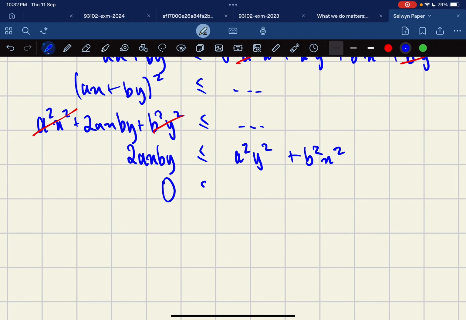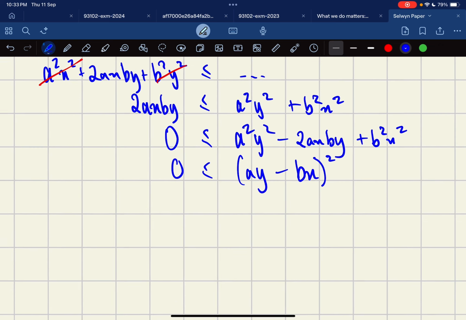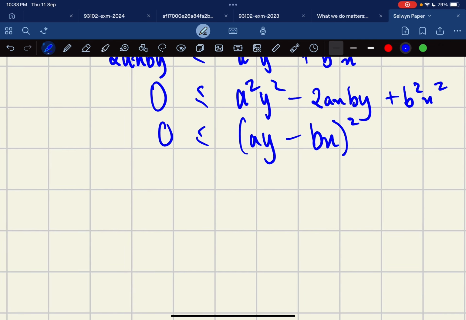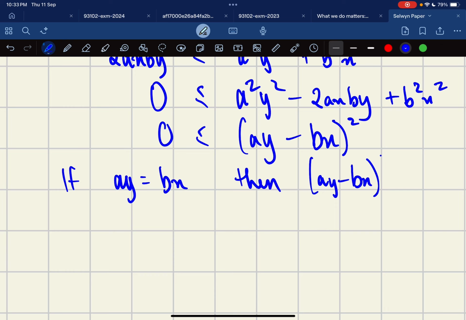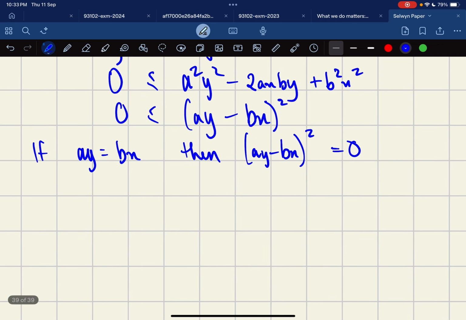You bring everything to the left side and you're left with a squared y squared minus 2axby plus b squared x squared. This is also a perfect square, where you have ay minus bx all squared. So this inequality remains true because you have two cases. If ay equals bx, then this expression ay minus bx squared is going to equal 0, because if they're equal to each other, it's going to cancel each other out, and then 0 squared is 0.